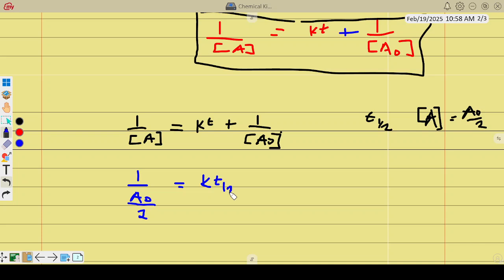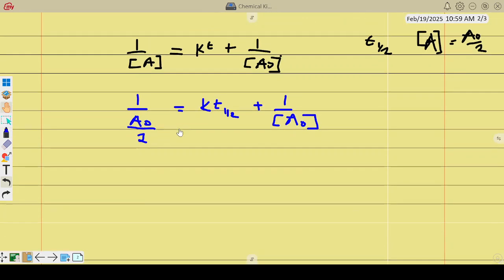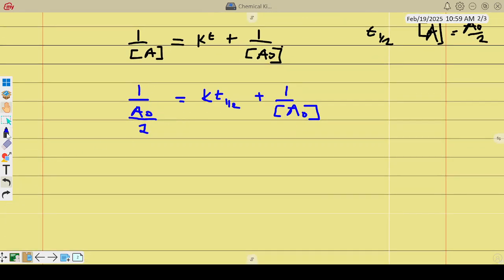So now T is the half time, plus 1 over A naught. Okay, so it's just a matter of simplifying here. I'll simplify it on a separate page, and then I'll just come and copy the final thing.